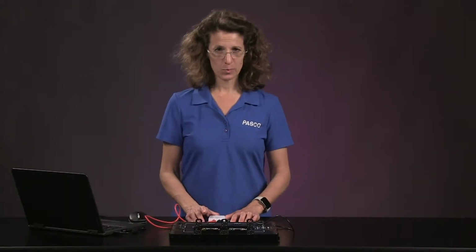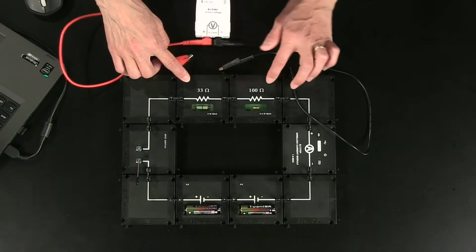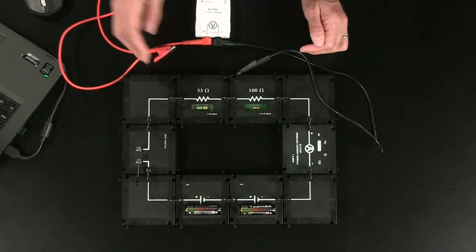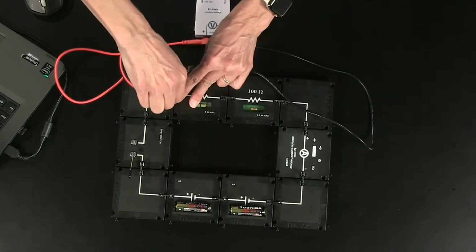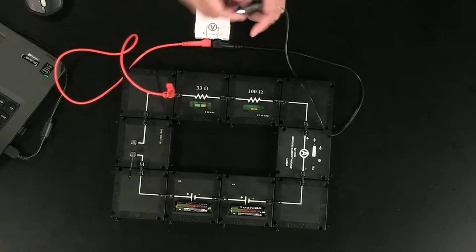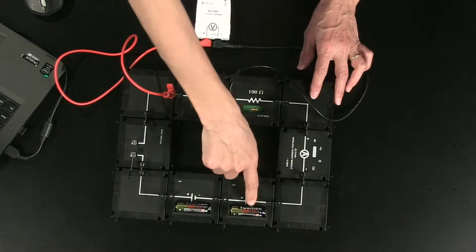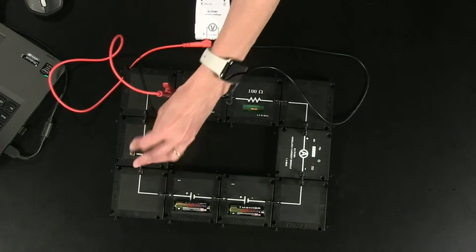For part 1, students will create a circuit with resistors in series. They should connect the 33 ohm and 100 ohm resistors in series with 2 batteries, a switch, and a current sensor. The voltage sensor should be connected in parallel across the 33 ohm resistor, with the positive end of the voltage sensor connected to the positive end of the battery and the negative end of the voltage sensor to the negative. Each group will use the SPARKvue experiment file 17E electrical power and connect their current and voltage sensors using Bluetooth. Click to start recording data and then close the switch.